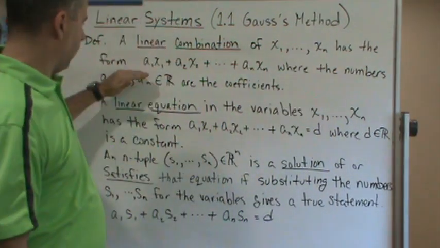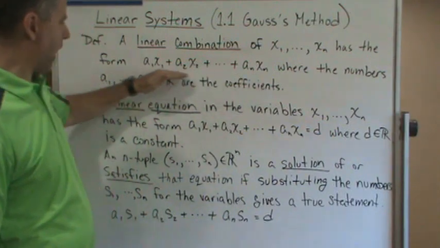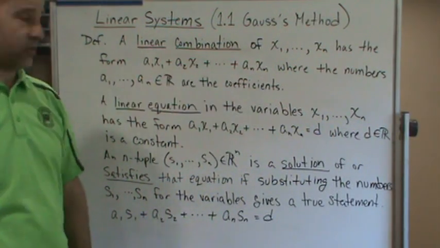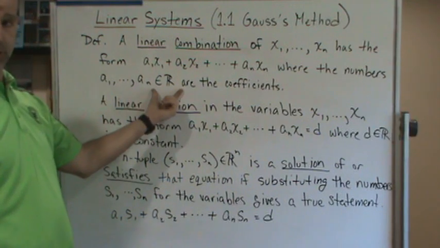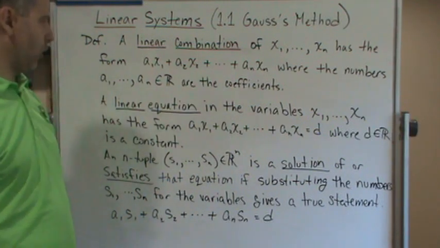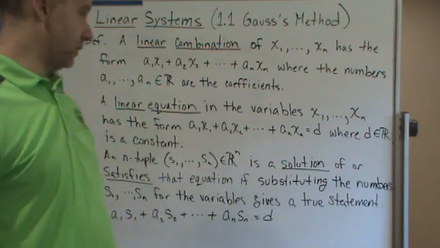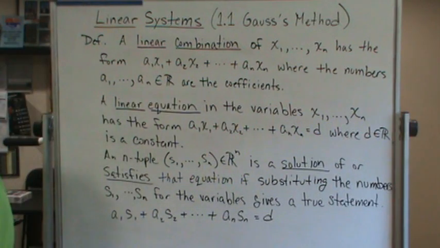So we're going to basically write them as a sum where a sub 1 through a sub n are the coefficients. They're real numbers that are coefficients. So we call a1 through a sub n coefficients of the linear combination of x1 through xn.